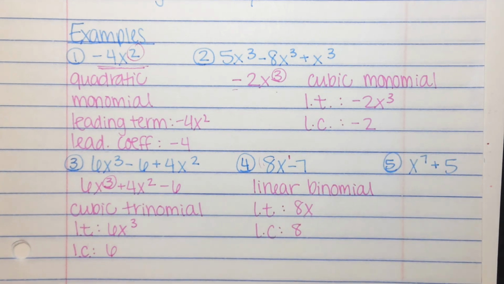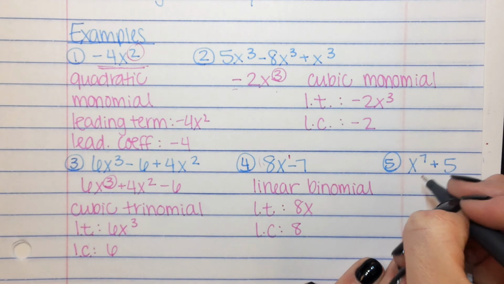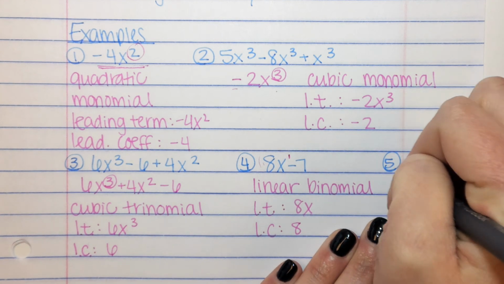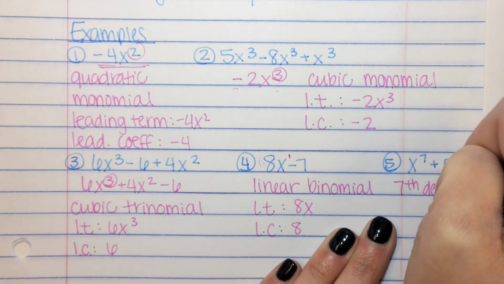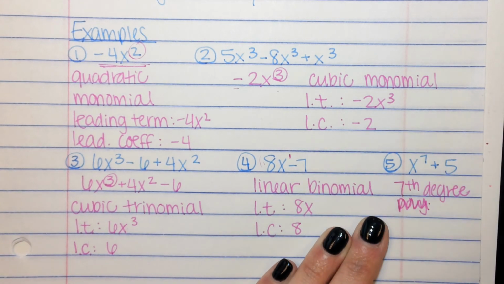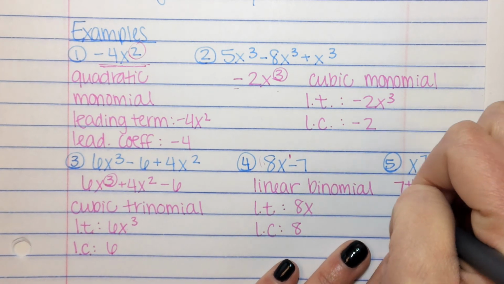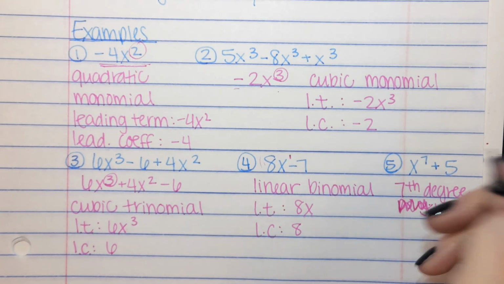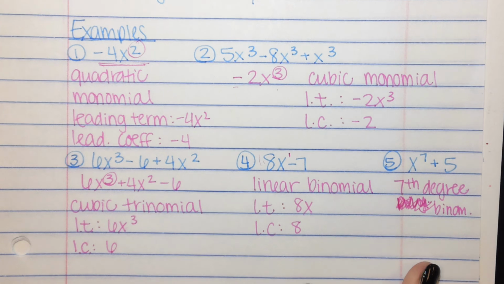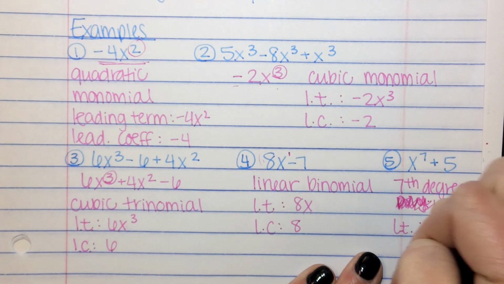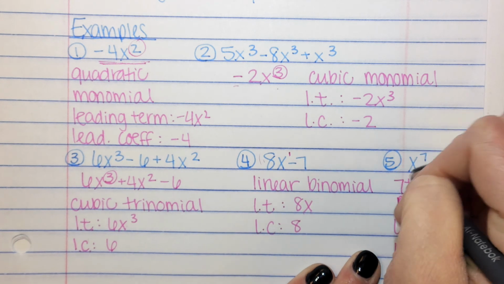Okay, number 5, we have x to the 7th plus 5. So it's already in order. All right, so our degree is 7. So that's a seventh degree, sorry, not polynomial, seventh degree. There are two terms, so it's a seventh degree binomial. Okay, and I'm just abbreviating because I'm running out of room here. Okay, the leading term is x to the seventh, and the leading coefficient, we don't see one, it's an understood 1.